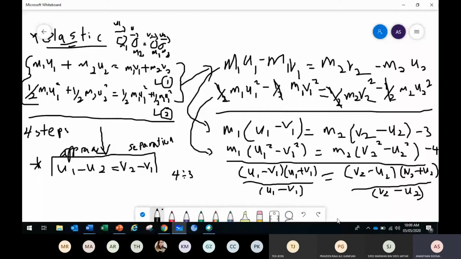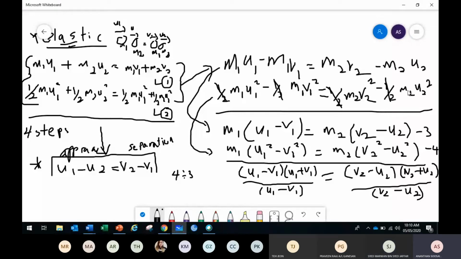Okay, class, I think I did a very long derivation already. You see, the 1 and 2 here, I've written at the side here. What I did here, I just arranged the M1 to the left, M2 to the right. The momentum formula, and the kinetic formula as usual, the M1 I bring to the left, so I gather all the M1, and on the right is all M2.